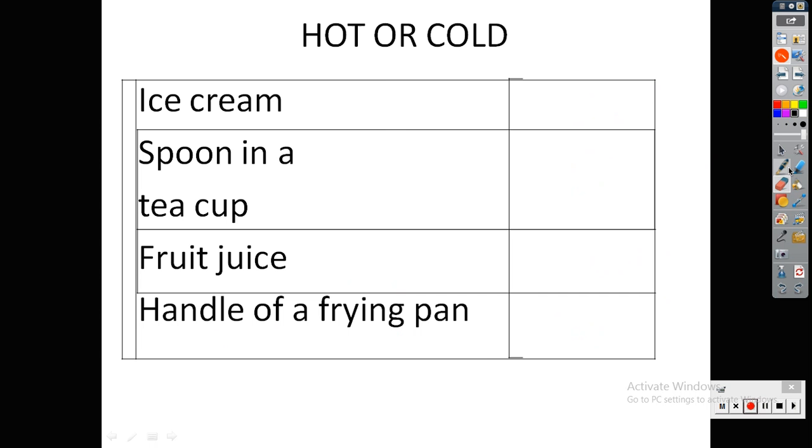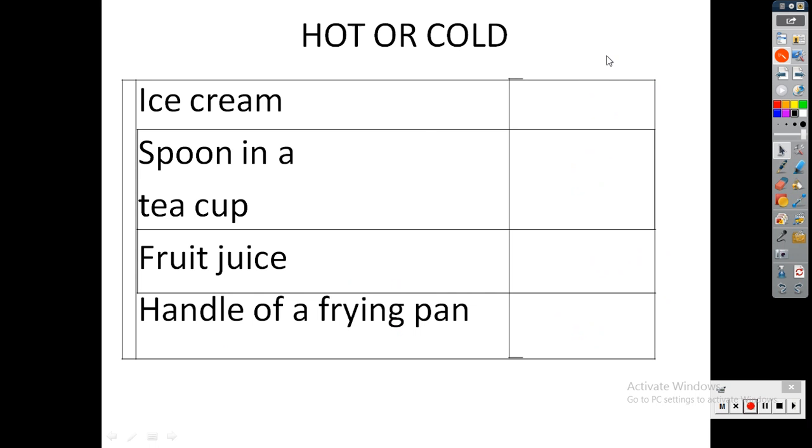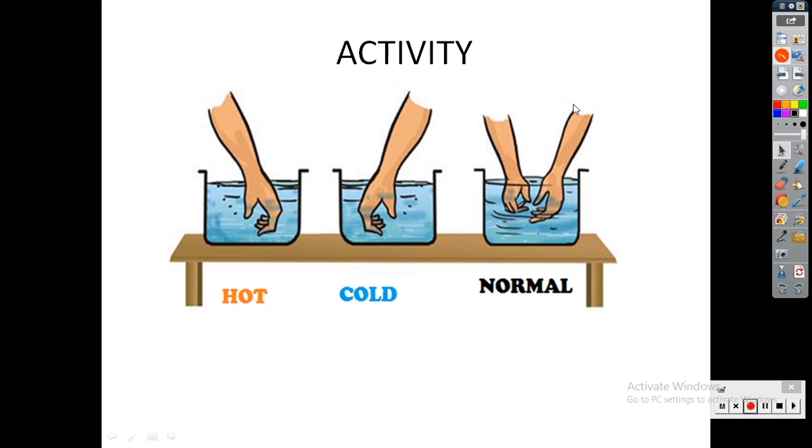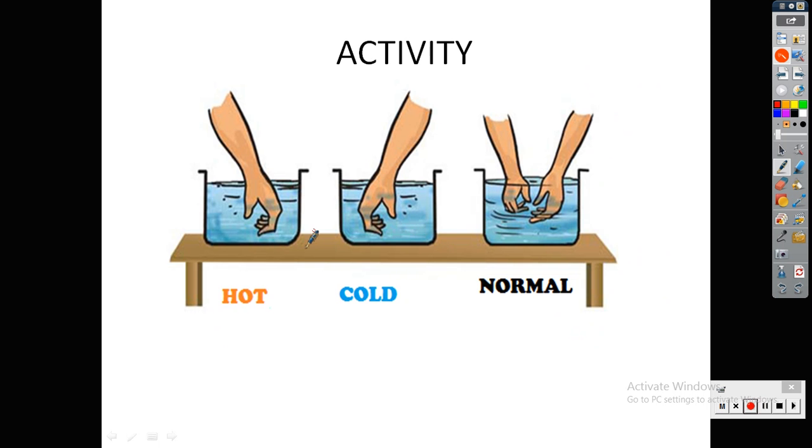If an object has more hotness, we call that object a hot object. If an object has less hotness, we call it a cold object. There is an activity we can do in your home or in your school.